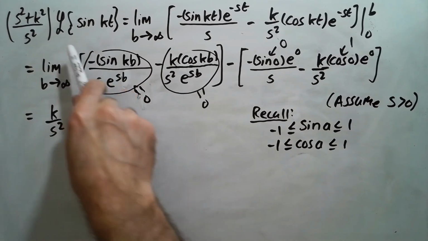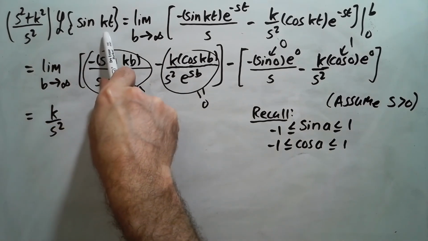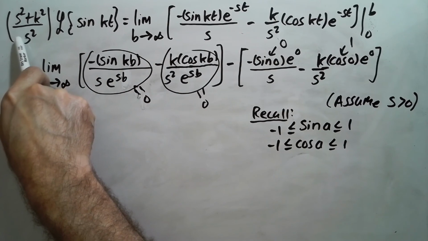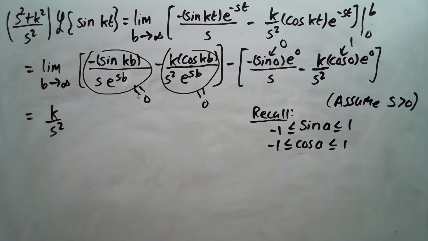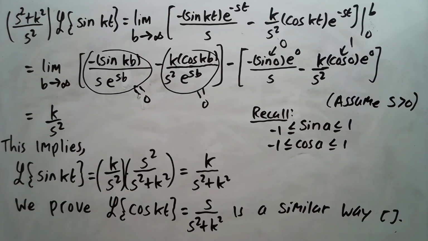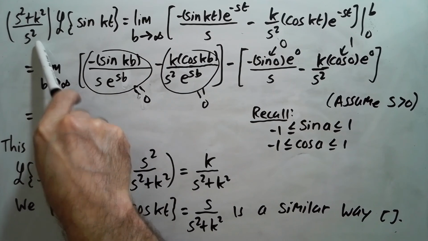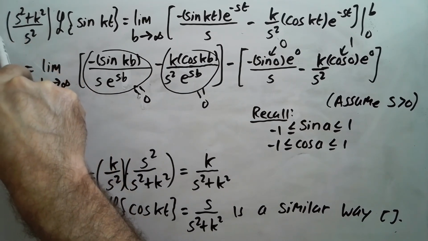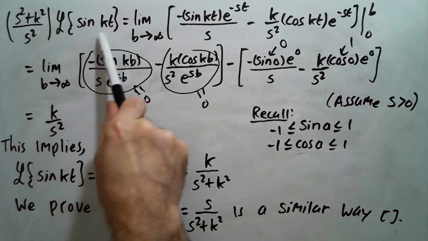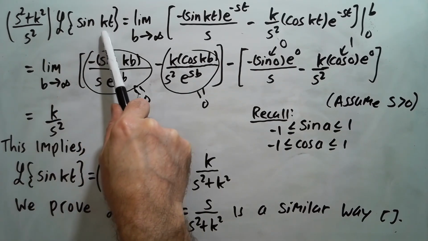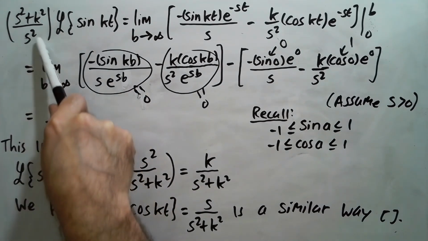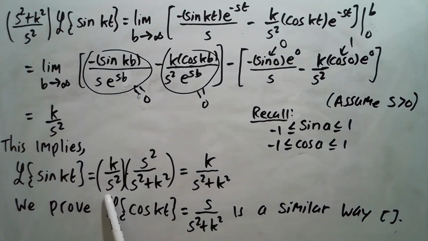And now I can solve for the Laplacian of sine of kt by multiplying by a reciprocal here. Let's multiply both sides by the reciprocal of this. So multiplying both sides by the reciprocal of this guy, s squared over s squared plus k squared, I'll solve for the Laplacian of sine kt. Multiplying this by the reciprocal of that, the s squareds cancel and it becomes k over s squared plus k squared. And that's what we're trying to show. So this proves property 1.